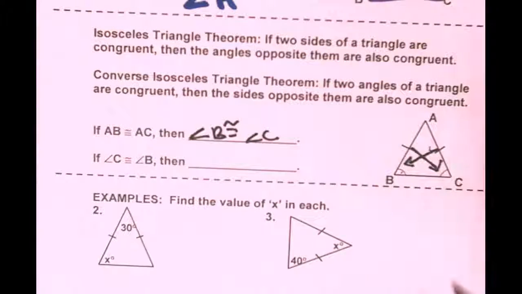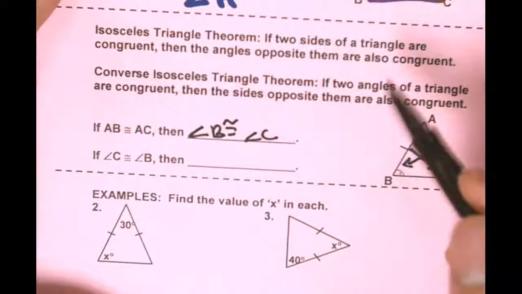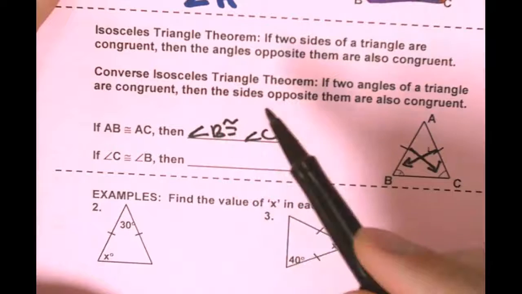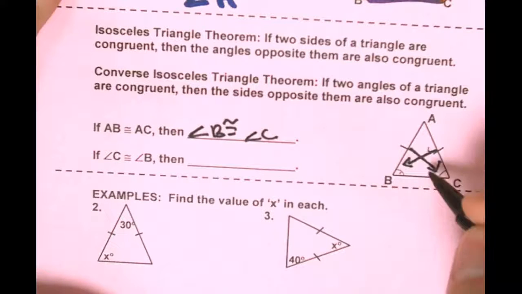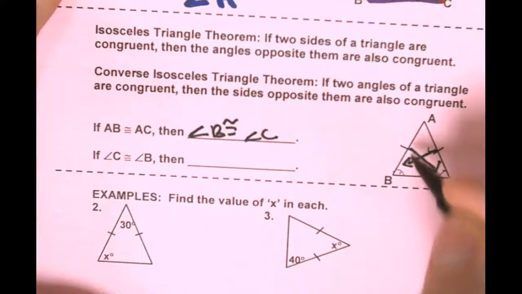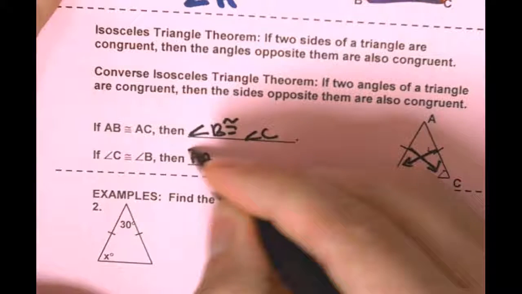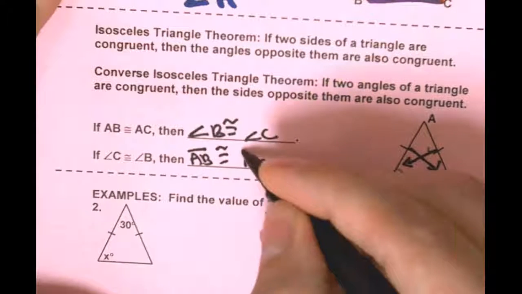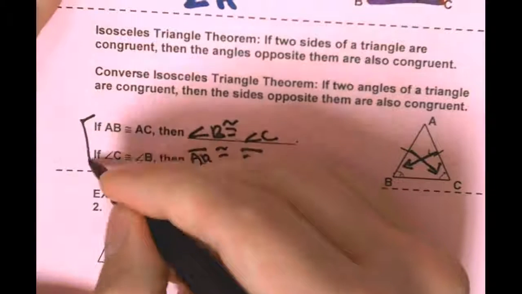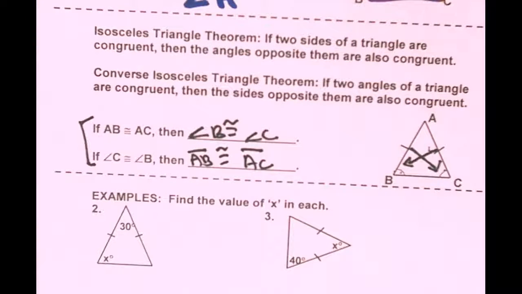Okay, and then the converse of that. Converse is just when you switch it around. If two angles of a triangle are congruent, then the opposite sides are also congruent. So if these two angles are congruent, their opposite sides are congruent. Angle C is congruent to angle B, so that means side AB is congruent to side AC. Look, these two things are the same, they just switch the order around. Okay?